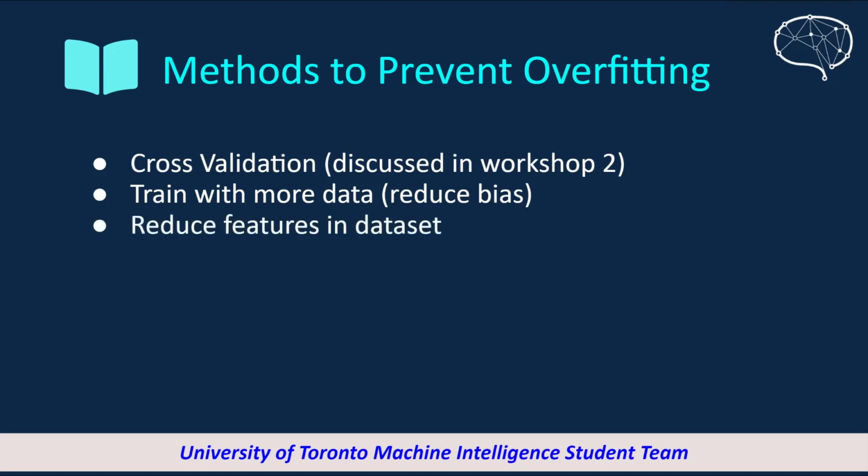The third one is reducing the features in the dataset. When we talk about features in a dataset, those are the attributes of each data point. If we can reduce those attributes, reduce the features, then your model will be less likely to overfit. We will discuss this in the next slide in detail.